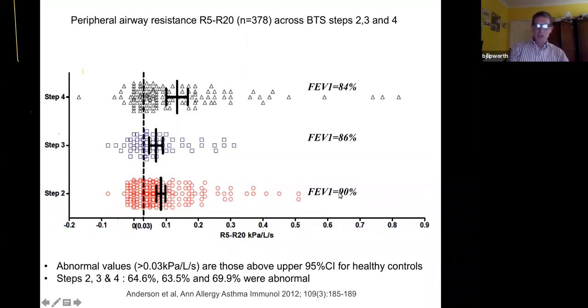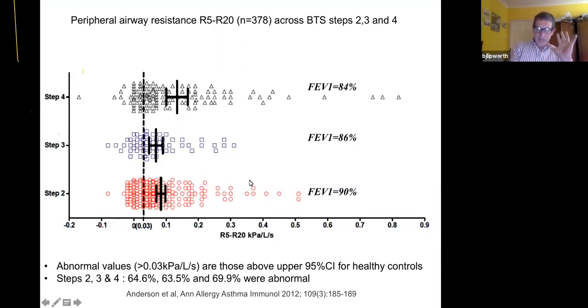So these patients had a mean FEV1 of 90% predicted, and yet at step 2, 65% of patients had a value to the right of this normal line. This line here is the normal value, in other words, the upper 95% confidence interval for healthy volunteers. So all of the values to the right of this line are abnormal, and that's 65% of values.